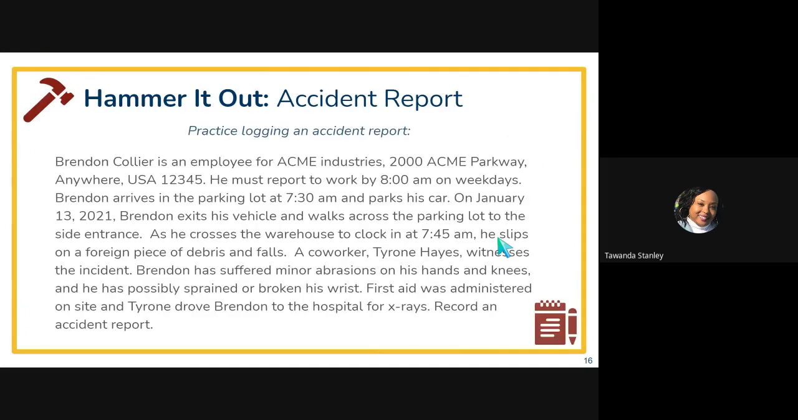Okay, so here's the hammer it out. When you guys, especially those people who were not in class, complete the accident report, you're going to need to read this information. This is the information needed in order to answer the questions on the accident report. The accident report includes things such as who was the person that was injured, what time, and where did it happen. So you guys are going to use this to answer the questions about the accident report.